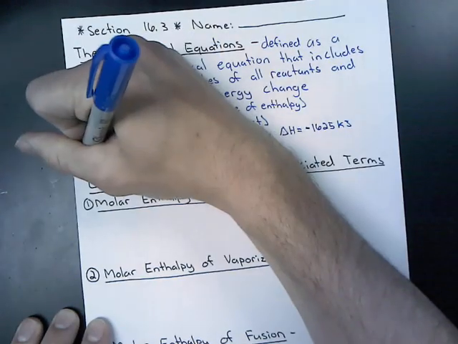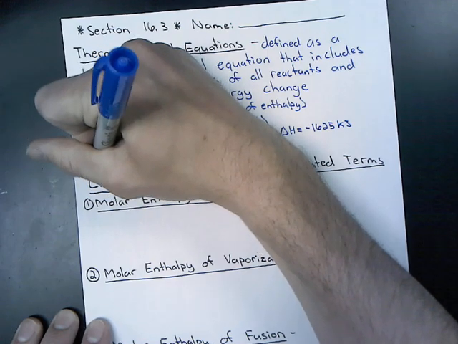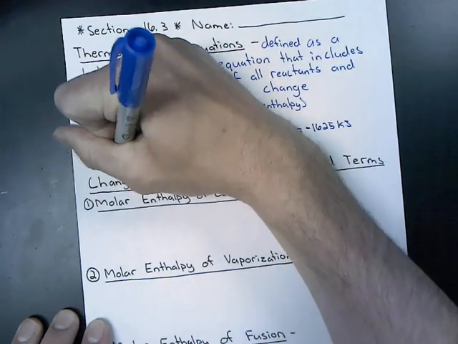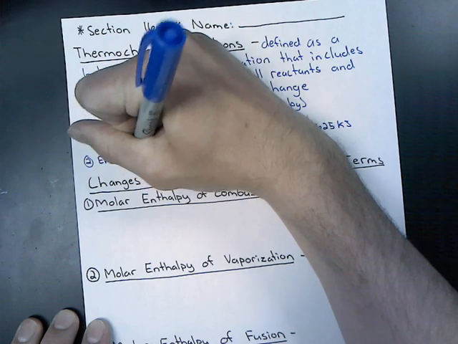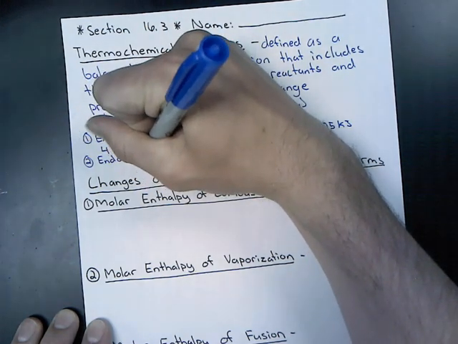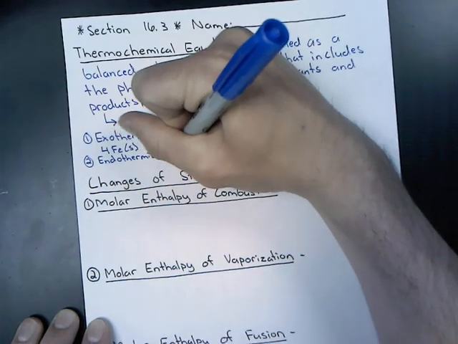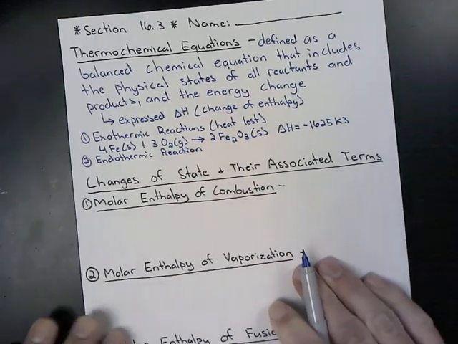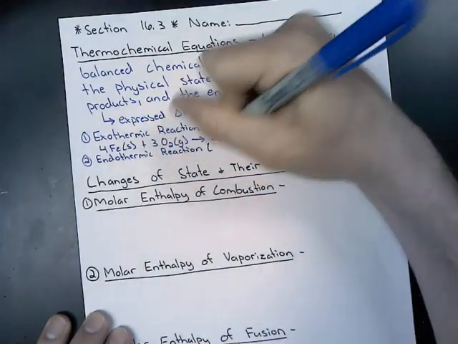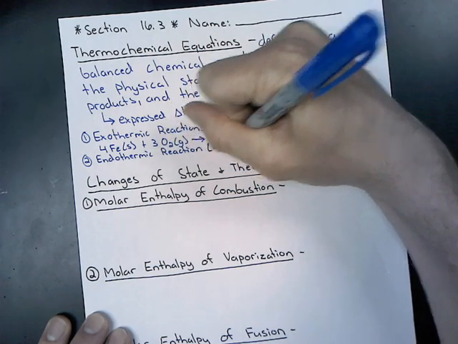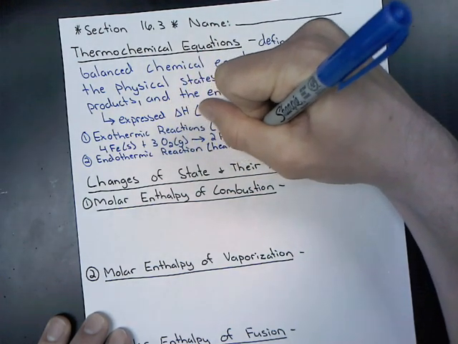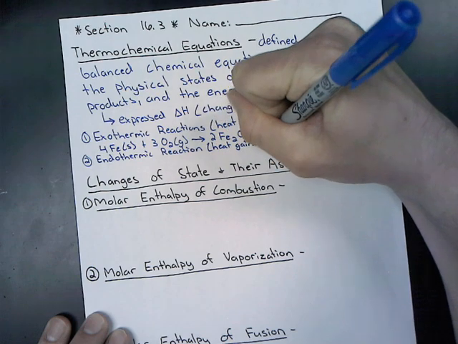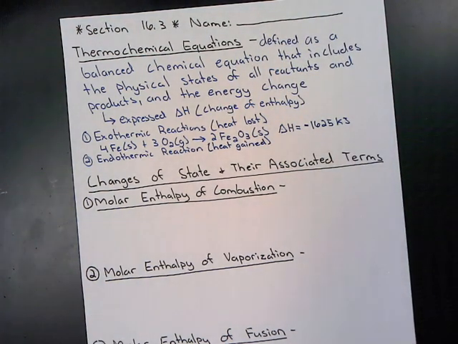Our other example is if heat is gained, and that is an endothermic reaction or equation, if we want to be specific there. So in an endothermic reaction, heat is gained, and when I say heat is gained or heat is lost, I mean by the system, by the chemical reaction that is happening.